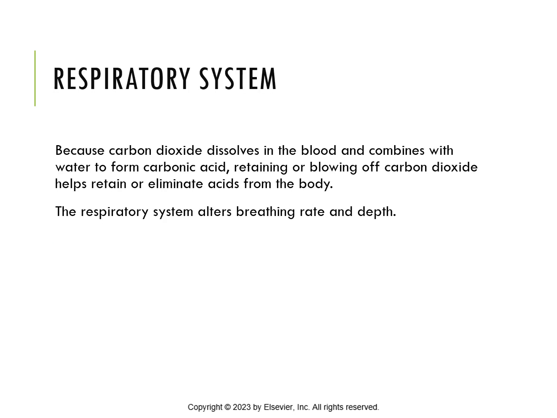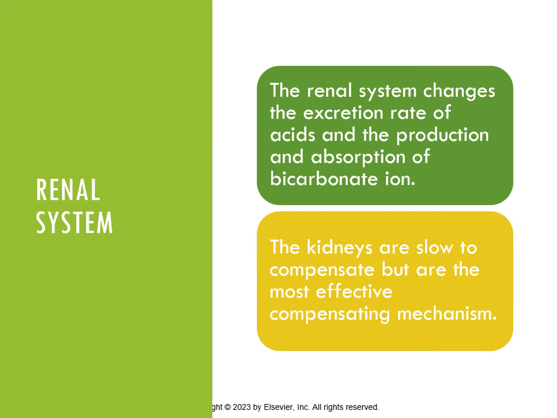The respiratory system alters breathing rate and depth. Because carbon dioxide dissolves in the blood and combines with water to form carbonic acid, retaining or blowing off carbon dioxide will help retain or eliminate acids from the body. The kidneys change the excretion rate of acids and the production and absorption of bicarbonate ion. The kidneys are slow to compensate, but they are the most effective compensating mechanism.